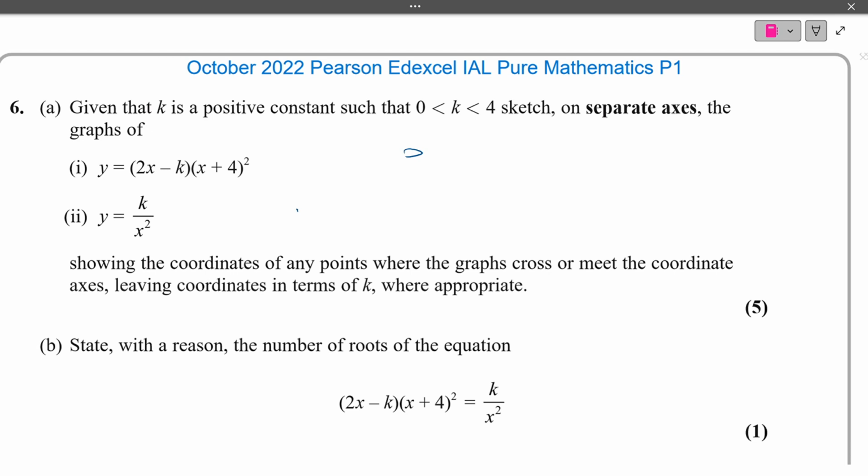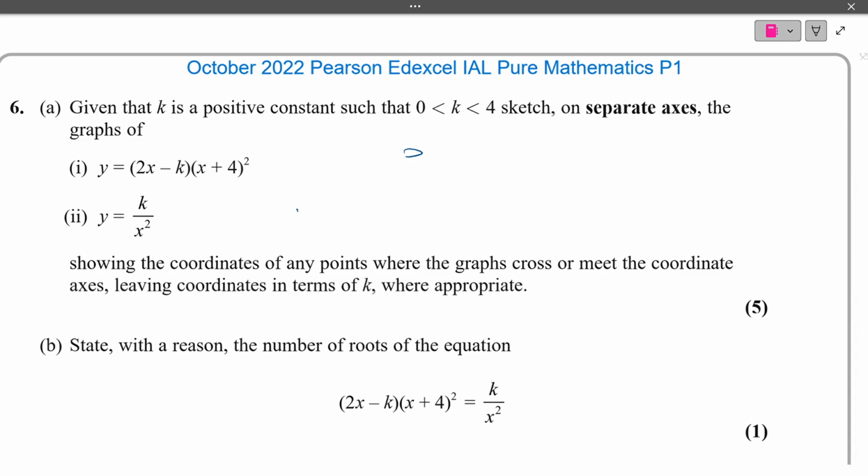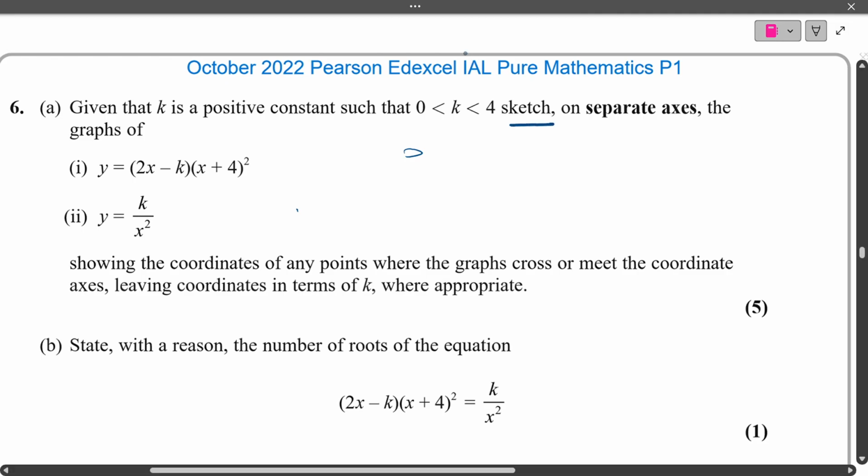In this video, I will be solving question number 6 from paper October 2022 Pearson Edexcel Pure Mathematics P1. Question 6 is given that k is a positive constant such that k lies between 0 to 4. Sketch on separate axis the graph of y equals 2x minus k into x plus 4 whole squared.